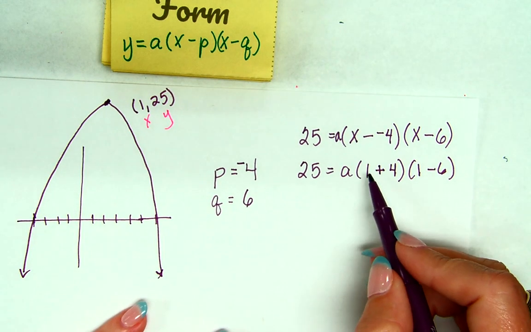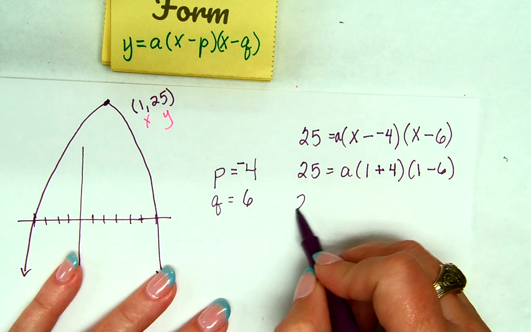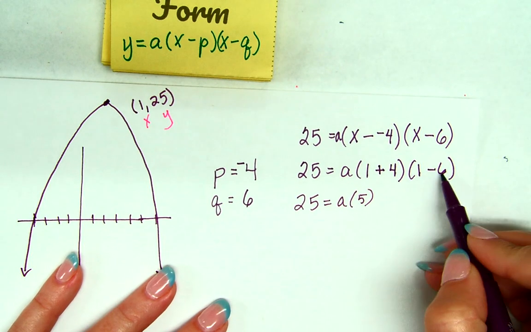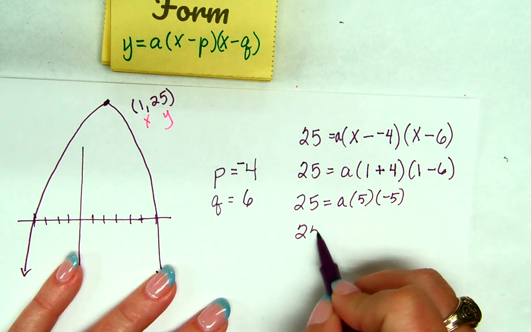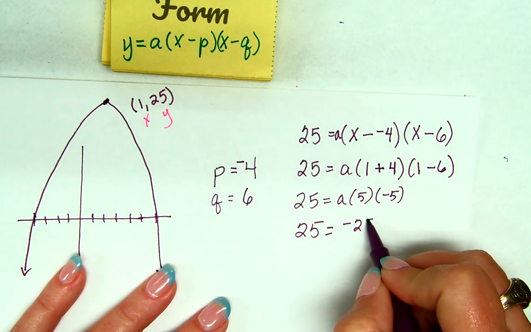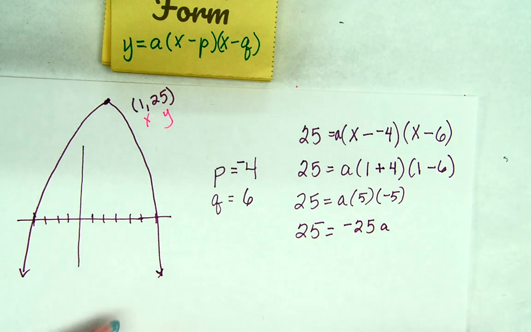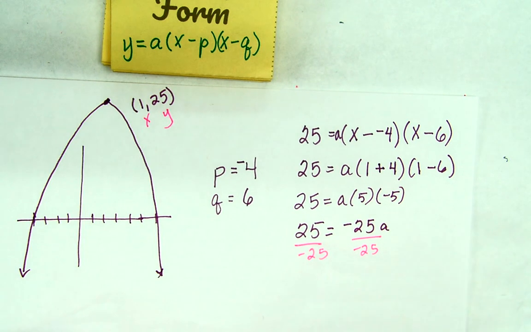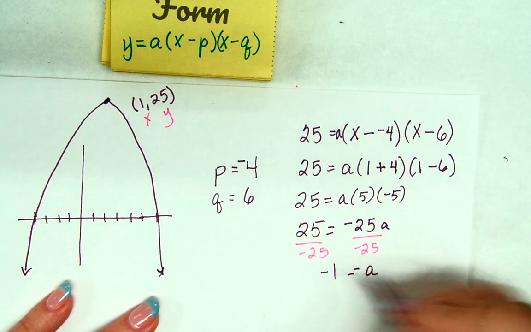Figure out what we know. Does anybody know 1 plus 4? 5. Excellent. So I have 25 equals a times 5. And then what's 1 minus 6? A negative 5. Negative 5. So what does this actually equal? 25 equals what? Negative 25 a. So how do I solve for a? What is 25 divided by negative 25? 1. A is negative 1.